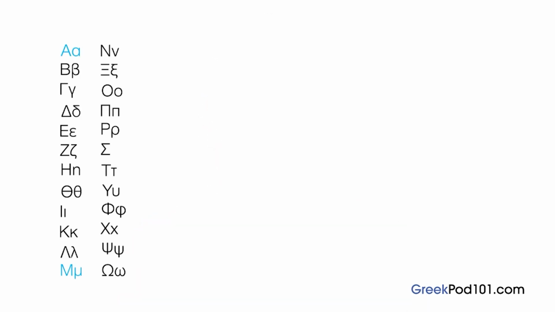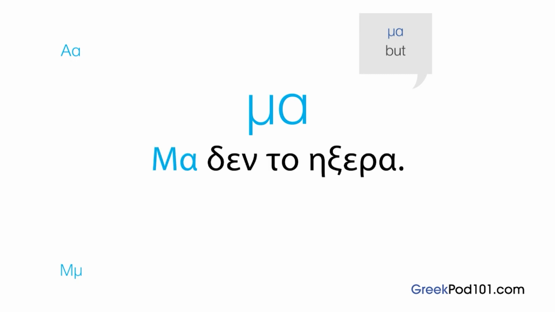What can you do with them? By themselves, they form the word ma, which is one way to say but in Greek. For example, in the sentence "Μα δεν το ήξερα," which means but I didn't know. So you already have made the first step in making excuses in Greek. Let's write it.